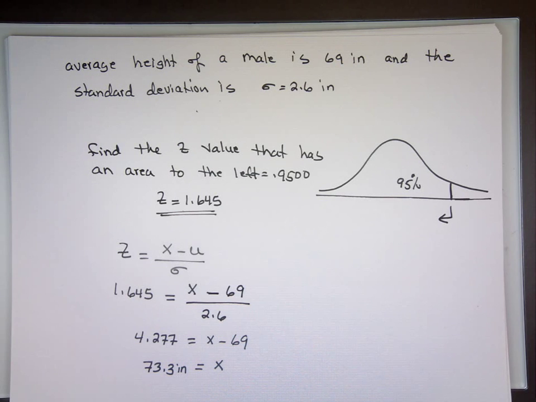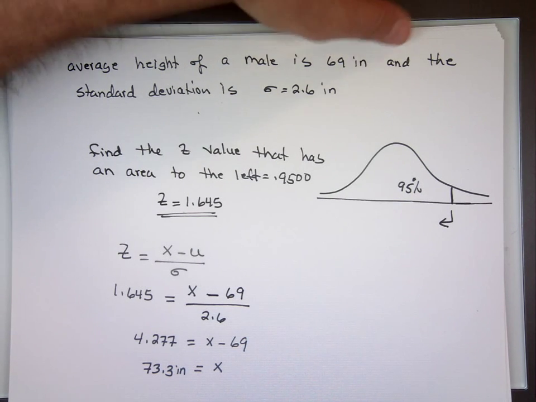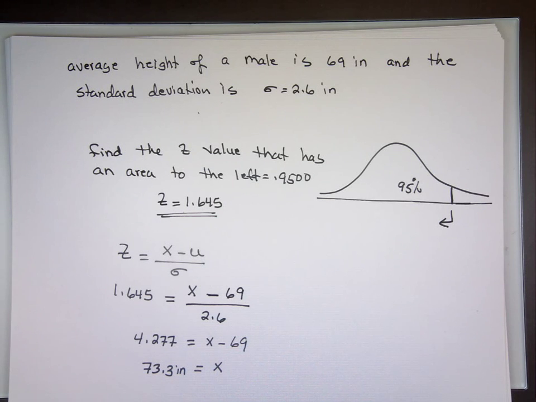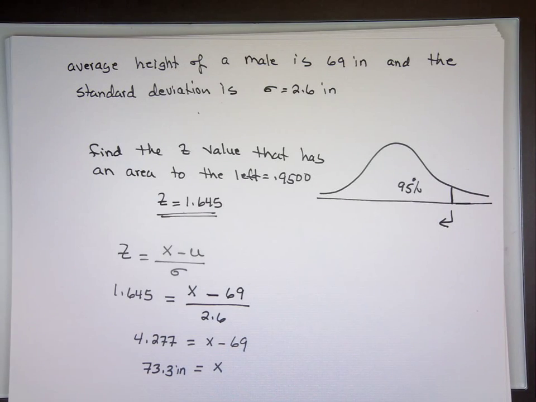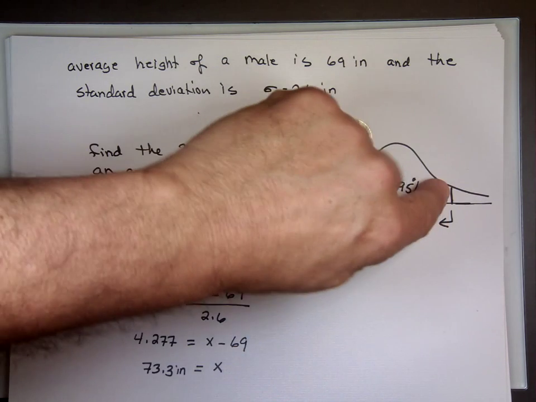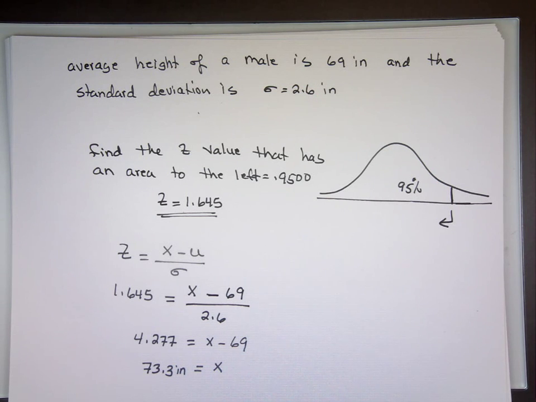So based on the numbers I gave you, the 69 inches, standard deviation of 2.6, if I make the height of that door 73.5, I know 95% of the people will be able to walk through that door. I'm only hurting 5% of the people. They're going to bend their head to walk through that door.